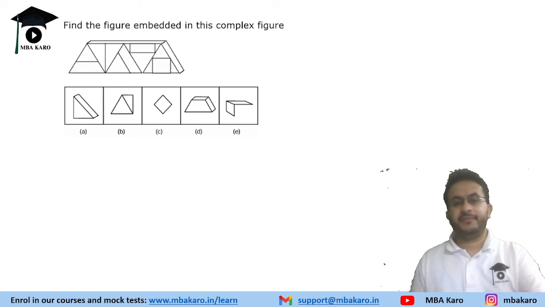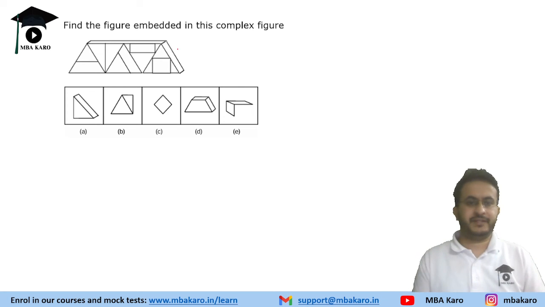So this is based on embedded figures. We need to find which of these can be found inside this figure. First of all, we will have to look for the triangle like this and this shape. Do we have a vertical right angle triangle? No, we do not have any right angle triangle like this. So this is eliminated. We do have these kinds of triangles.